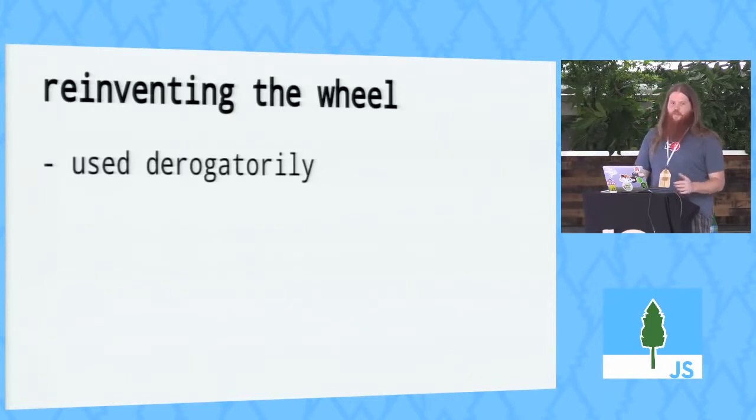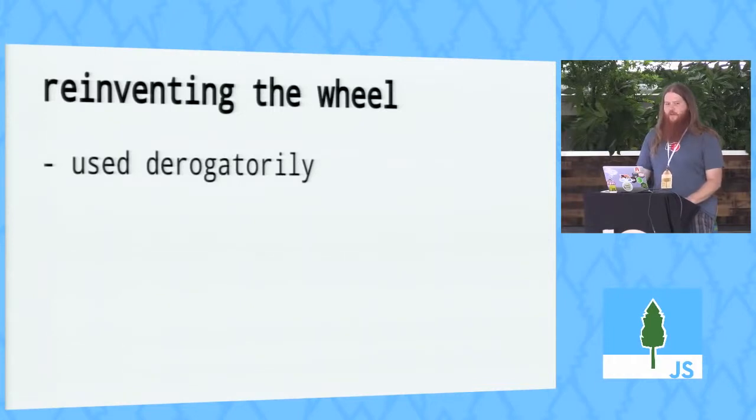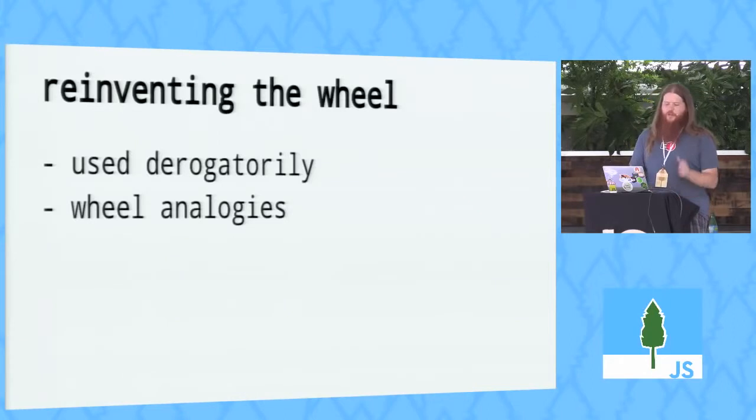Reinventing the wheel is usually used derogatorily. People say that you shouldn't reinvent the wheel because other things out there are better tested, they're more robust, they've got more people using them. But I think if the parts that are out there don't fit your application, you should reinvent them. So I was going to do a bunch of wheel analogies about square wheels and stuff, but we all kind of get it. It's pretty straightforward. You don't settle with what you've got already.